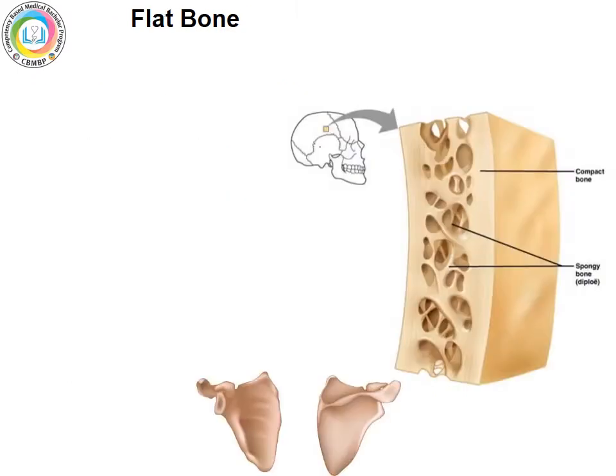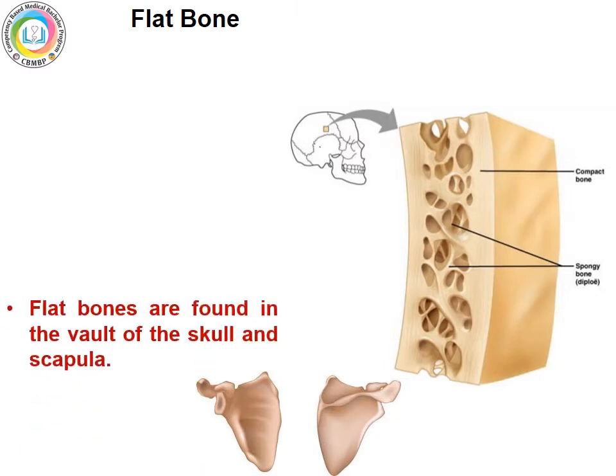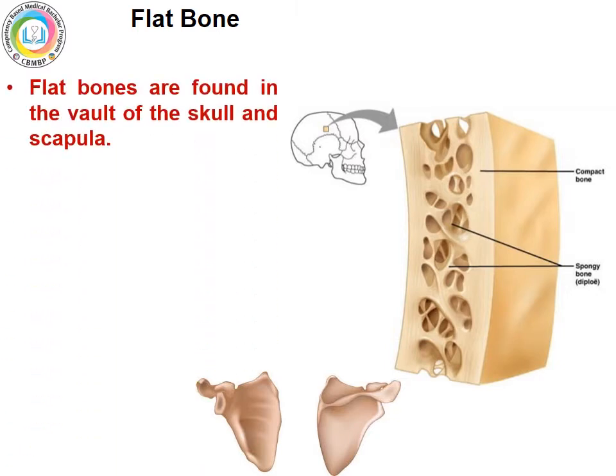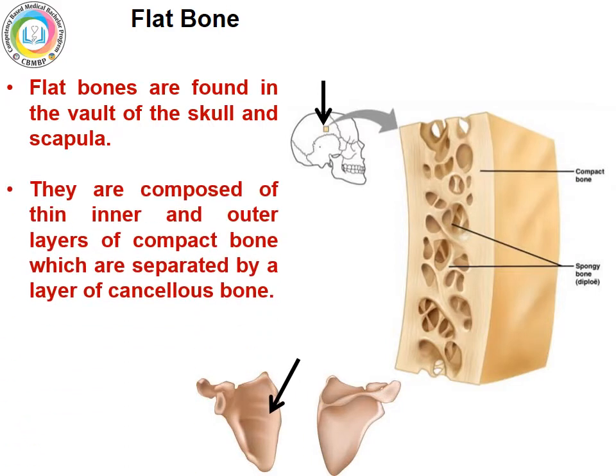The third type is called flat bone. Flat bone can be found in the vault of the skull, the skull cap, and the scapula. What is the structure of flat bone? It is composed of thin inner and outer layers of compact bone separated by a layer of spongy or cancellous bone. Here, the outer layer of compact, the inner layer of compact, and the middle layer of spongy or cancellous.